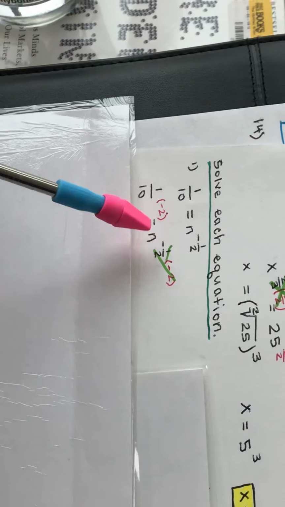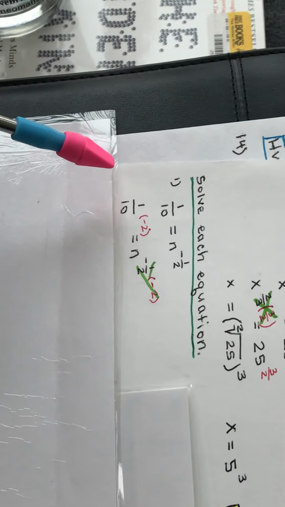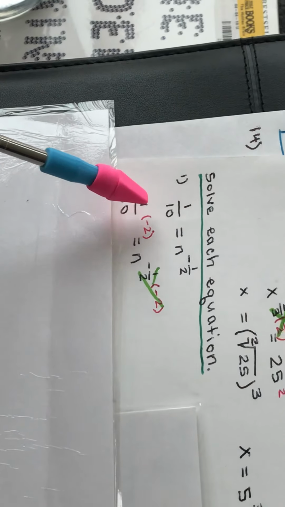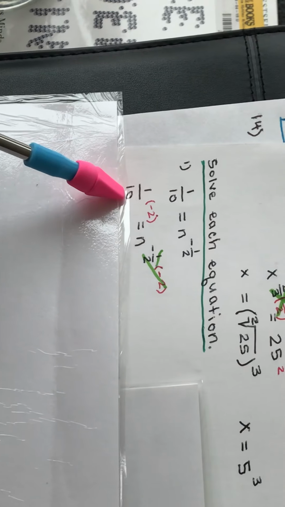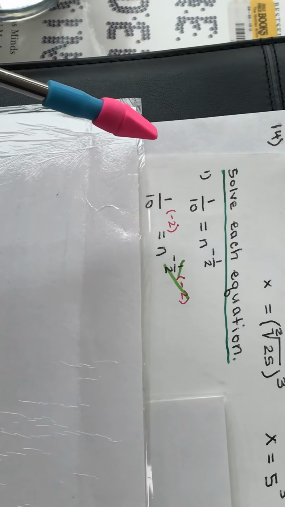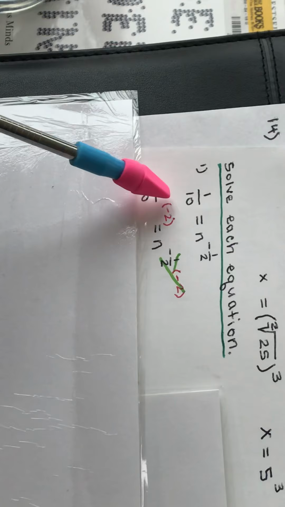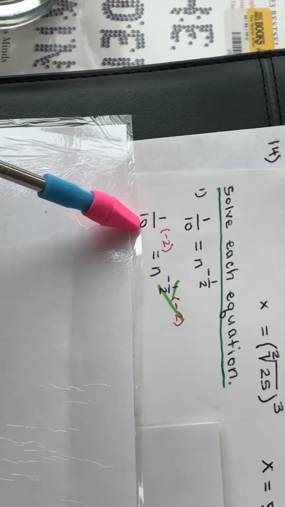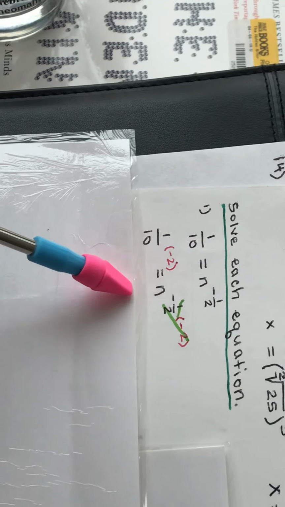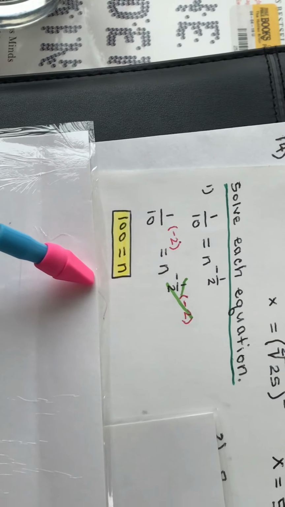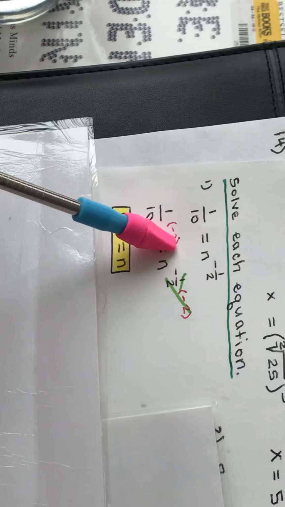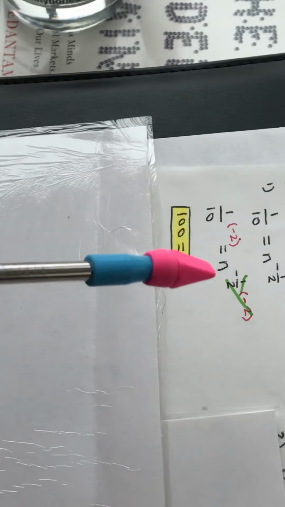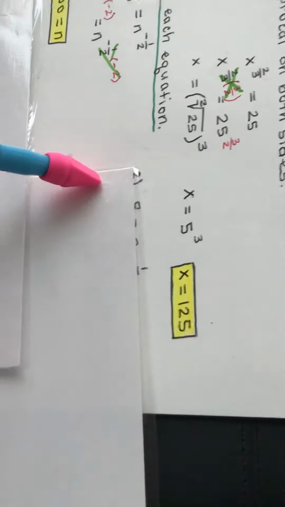Now, if you recall from a couple sections ago, whenever I have a negative exponent, the fraction 1/10 is going to flip around. I'm going to reciprocate it. So the reciprocal of 1/10 is just 10. The negative 2 will become a positive 2. So 10 squared is 100. Okay, let's do another example real quick.